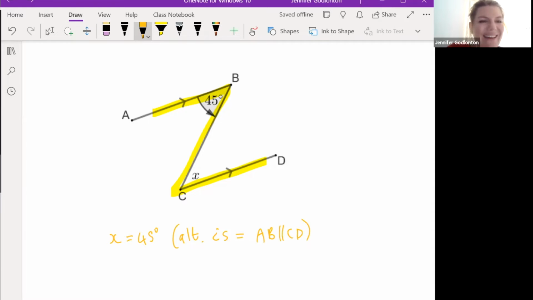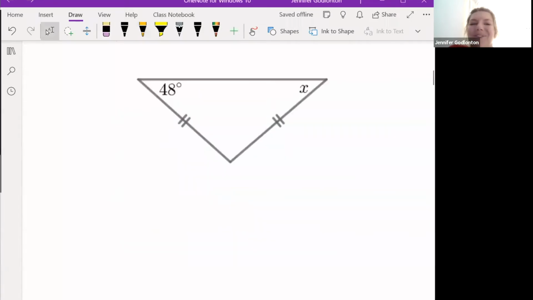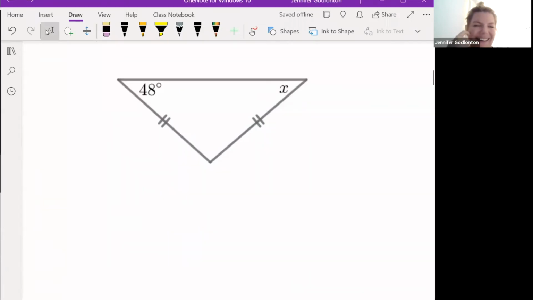Awesome. Okay, so far we have done corresponding, we've done co-interior, we've done alternate angles. Awesome. On to our next one. Lunico, I've unmuted you, but you can do the next one then. Lunico, do you feel brave? Can you do this one?